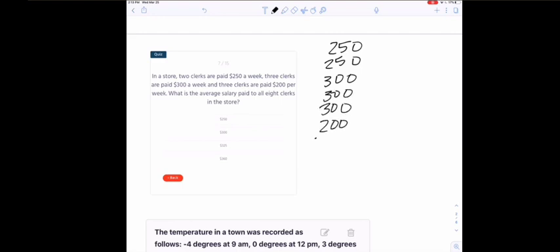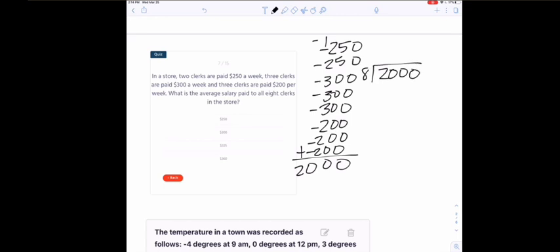And 3 of them are $200. So let me make sure I got this right. 250, 2. 300, 3 clerks. And 200 are 3 clerks. Okay? 0. 5 plus 5 is 10. Carry the 1. 2, 4, 6, 8, 10. So I'm doing 2, 4, 6, 8, 10. Plus 1, 11. Plus 3, 14. Plus 3, 17. Plus 3, 20. Okay, so 2,000. Now we're going to divide this by 8 because that's how many clerks there are.